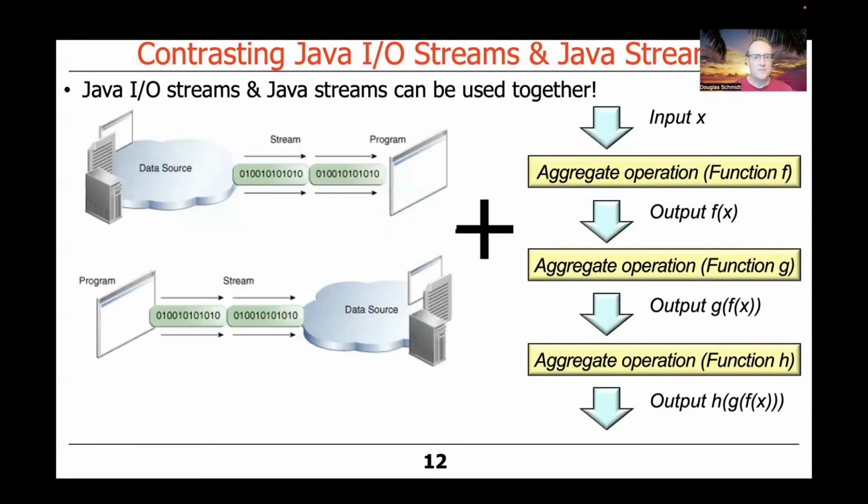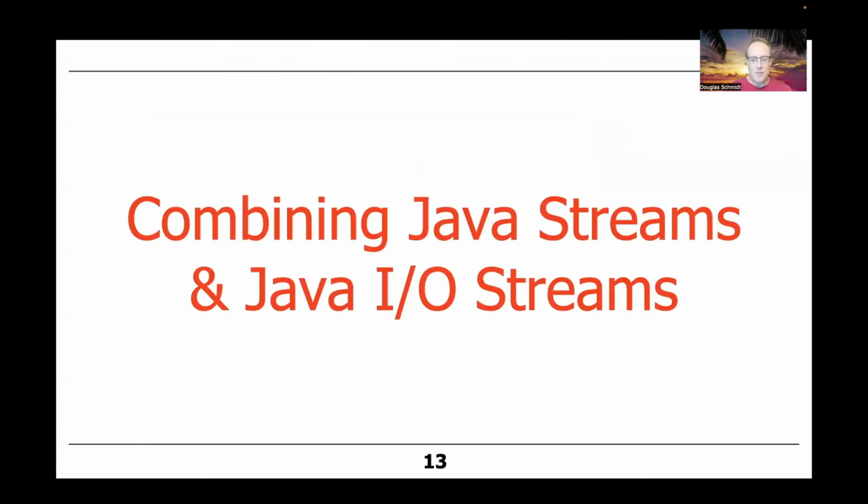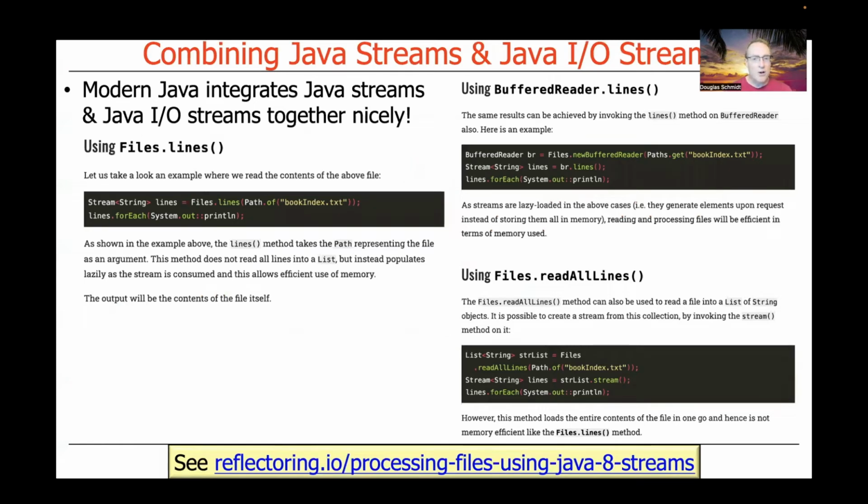Now, the good news, of course, is you can combine IO streams and Java streams together to make all kinds of interesting applications. And so that's what we're going to talk about now. Modern Java, which means Java 8 and beyond, integrates Java streams and Java IO streams together very nicely. If you take a look at this particular article that I have cut and pasted some pictures from and provided a link to at the bottom of the slide, it talks about various ways in which streams have been integrated into Java classes, like the Files class or the BufferedReader class, and so on.